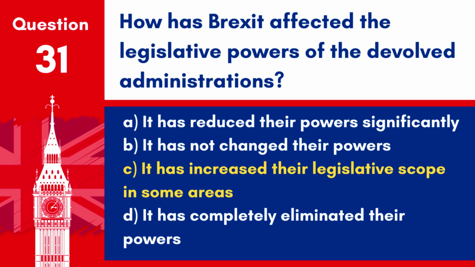Answer: C. It has increased their legislative scope in some areas. Brexit has led to an increase in legislative scope for the devolved administrations in some areas, particularly in agriculture and fisheries, which were previously governed by EU law.